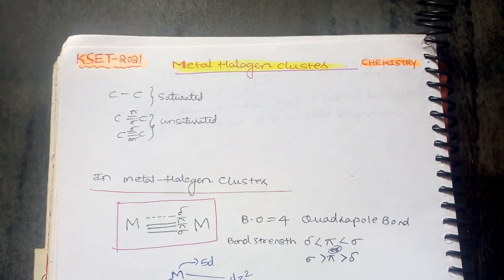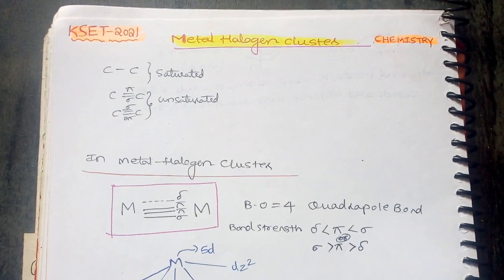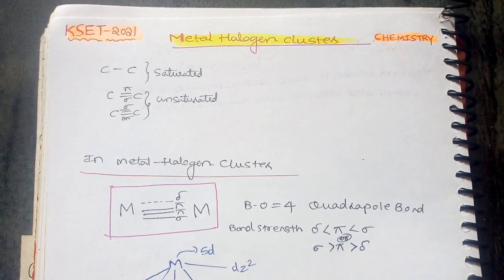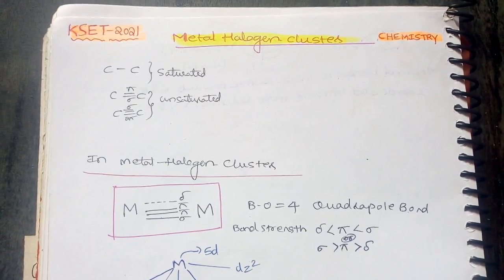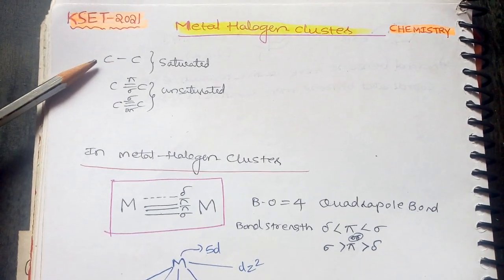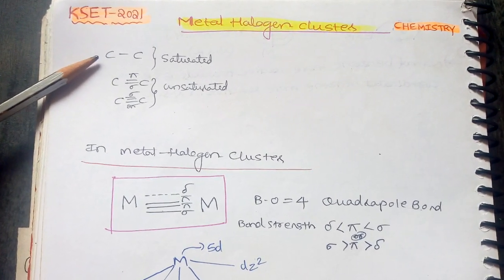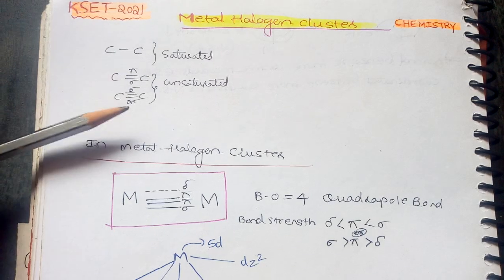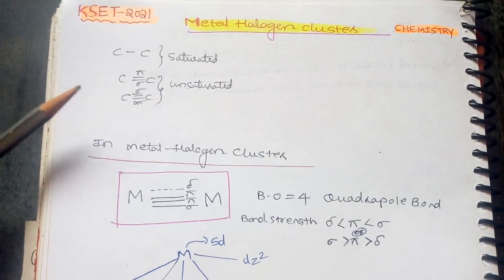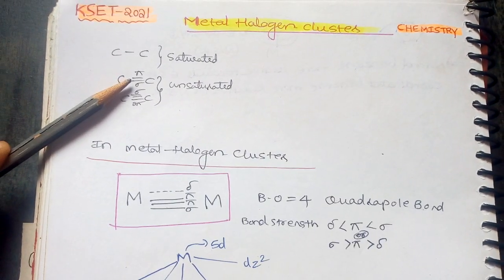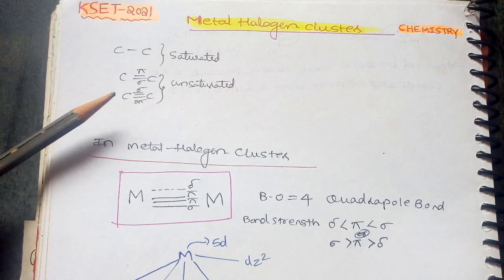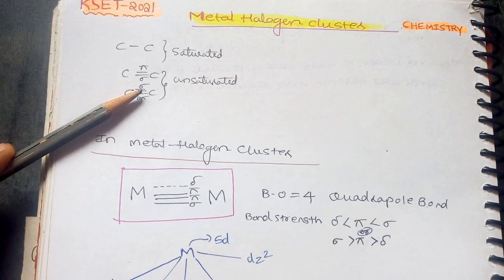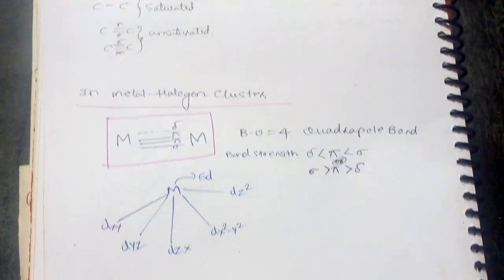In today's class, we are discussing metal to halogen clusters. In that, first we'll see the basics. As you know, a carbon to carbon single bond is saturated, while carbon to carbon double bond and triple bond are unsaturated. In a carbon to carbon double bond, one is sigma, another one is pi. In a carbon to carbon triple bond, one sigma and two pi bonds are there.